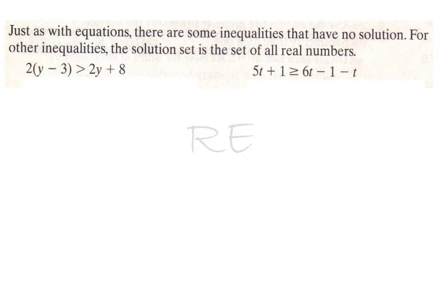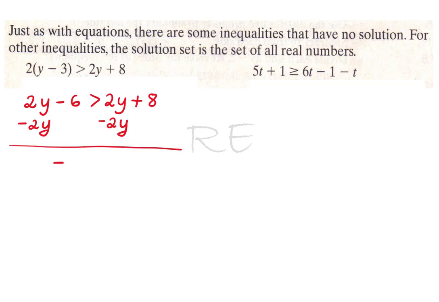Just as with equations, there are some inequalities that have no solution, and some others that have as solution all real numbers. 2 times y minus 3 is 2y minus 6, greater than 2y plus 8. Minus 2y from both sides. We eliminate the variable, and this is a closed statement. -6 is greater than 8, and this is false, no solutions.